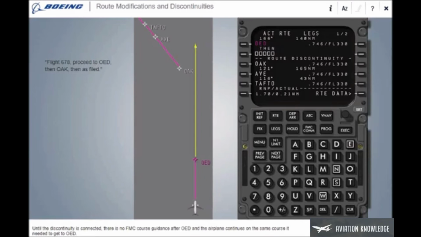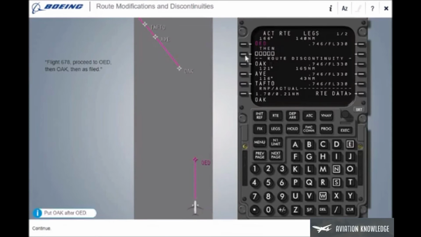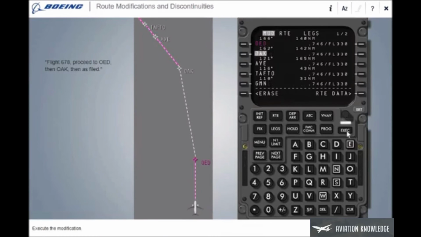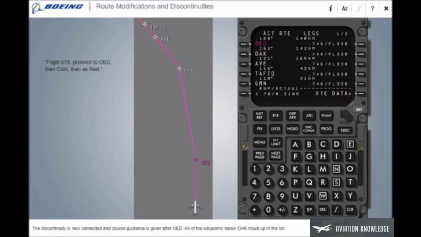Until the discontinuity is connected, there is no FMC course guidance after Rogue Valley, and the airplane continues on the same course it needed to get to Rogue Valley. Oakland is the desired waypoint after Rogue Valley. Thus, to obey the clearance and connect the discontinuity, put Oakland after Rogue Valley. Execute the modification. The discontinuity is now connected and course guidance is given after Rogue Valley. All of the waypoints below Oakland move up in the list.